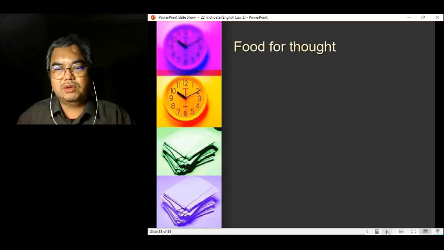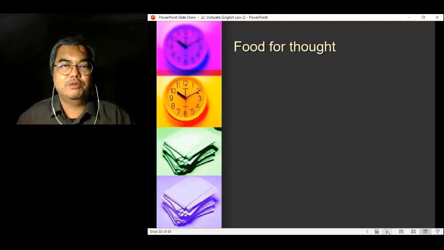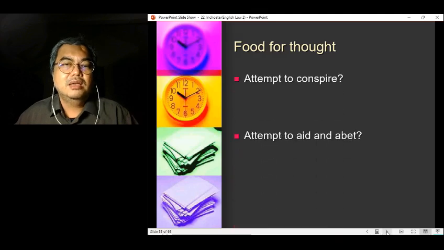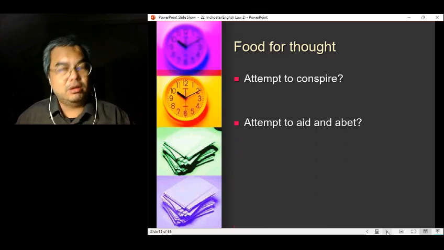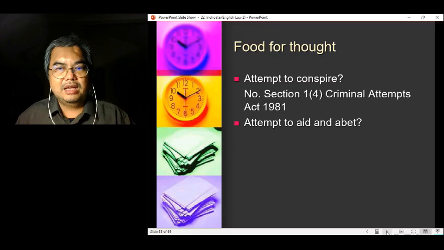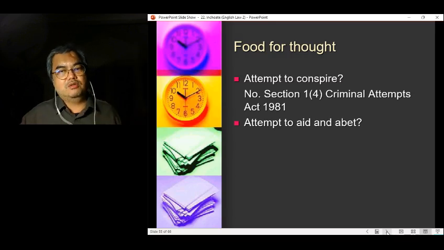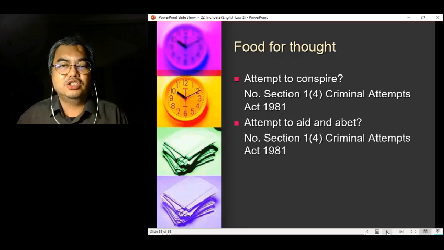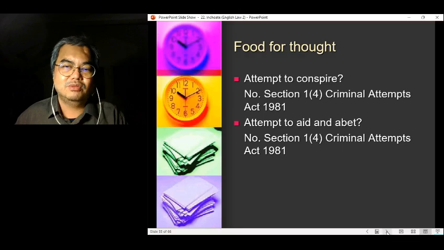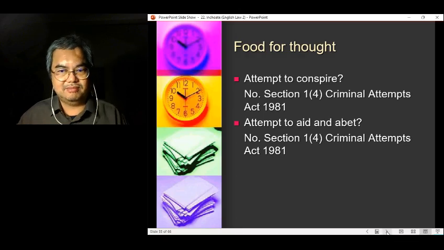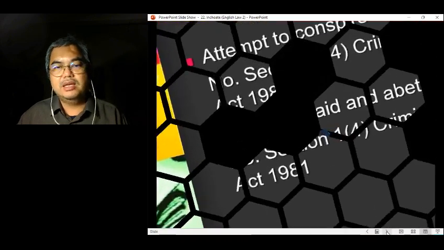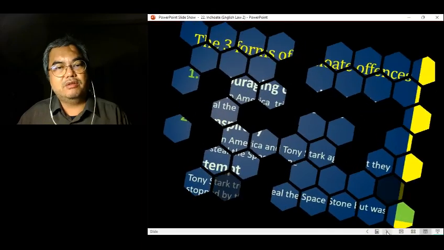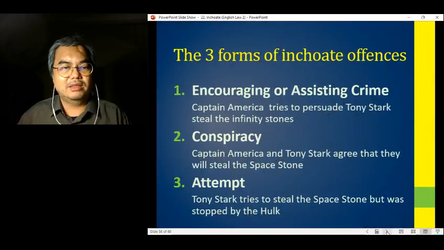Now, just a couple of things to point out before we end on attempts. Is it possible to attempt to conspire? Section 1(4) provides that no, you cannot attempt to conspire. And also Section 1(4) says that you cannot attempt to aid and abet. Okay, so that brings us to the end of the English law on inchoate offences.